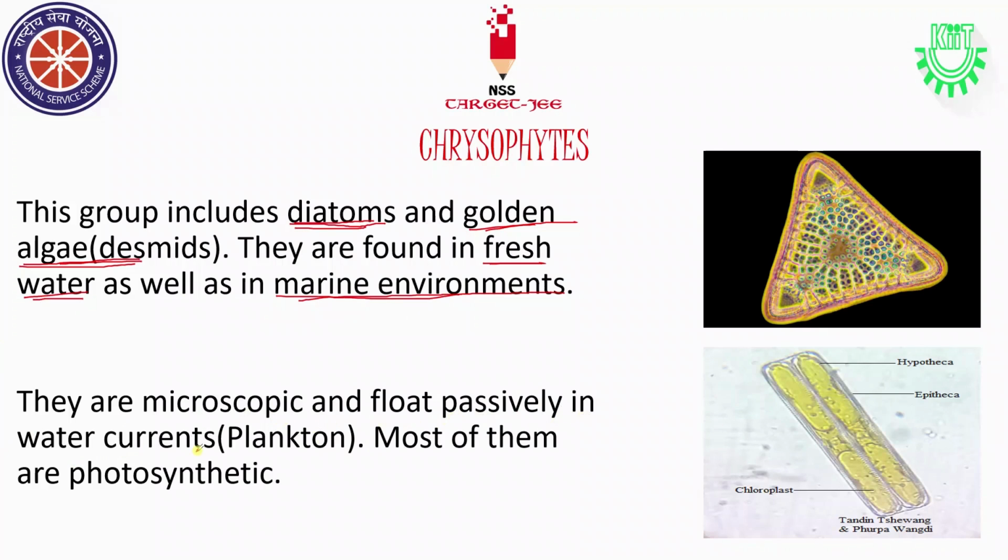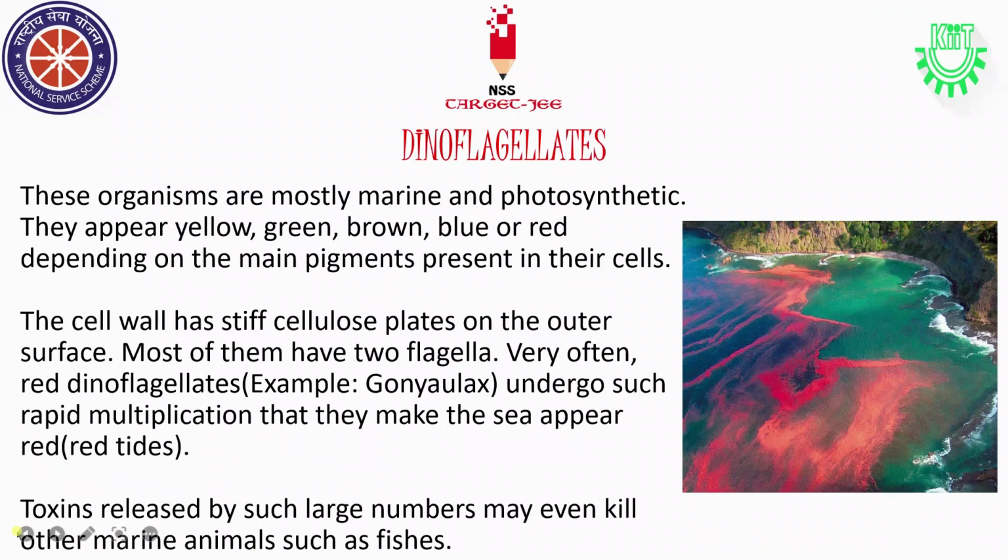They are microscopic, float passively in water currents, also known as planktons. Most of them are photosynthetic. What are their characteristics? They are firstly microscopic. They float passively in water currents. That is, they are planktons. Most of them are photosynthetic.